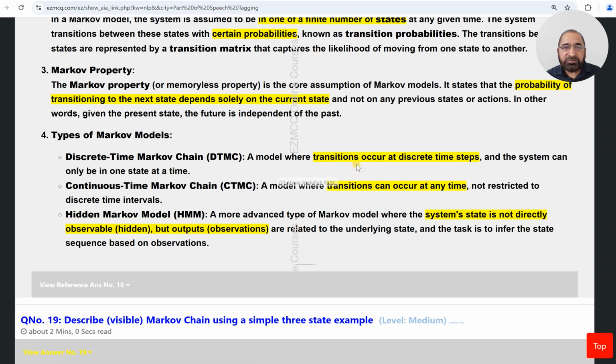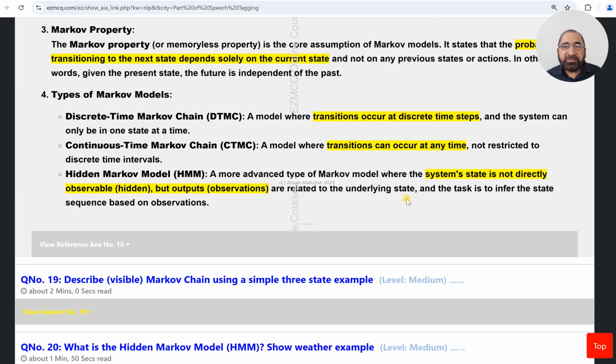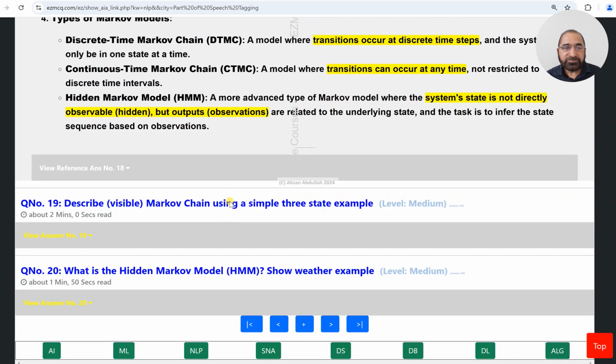So types of Markov models: transitions occur at discrete time, so there is a discrete Markov model, as opposed to which there is a continuous Markov model, and there is a hidden Markov model. In the hidden one, the system state is not directly observable, and only the outputs are observable. For example, if I could give you an analogy, if we see the ground is damp, or wet, or dry, maybe it is because of rain, or maybe because of rain and a thunderstorm, or a combination of something else with certain probabilities.